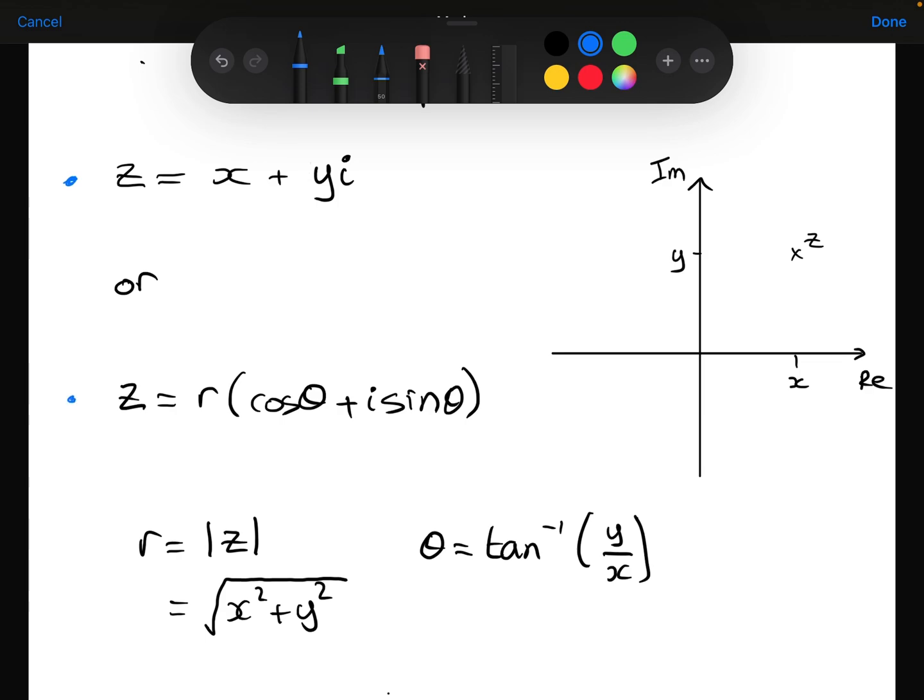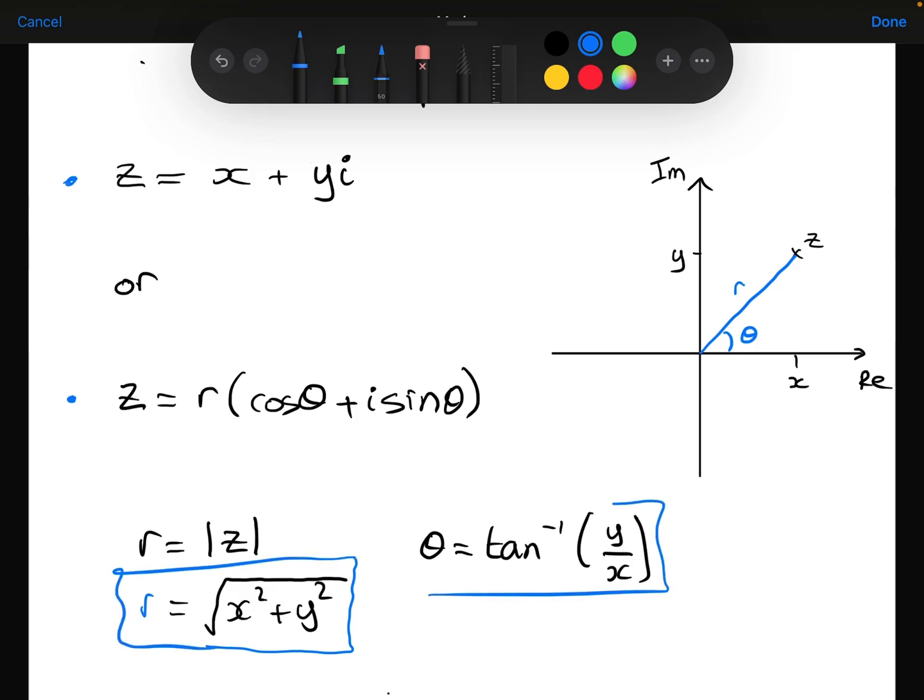Or we can write it in modulus argument form, where the modulus is the distance away from the centre, r, and the argument is the angle measured from the real axis. And we saw that we can find both of those things by doing a little bit of Pythagoras to get the r, to get the modulus, and to get the argument we can use inverse tan. We saw that those were the two ways that we could write complex numbers.